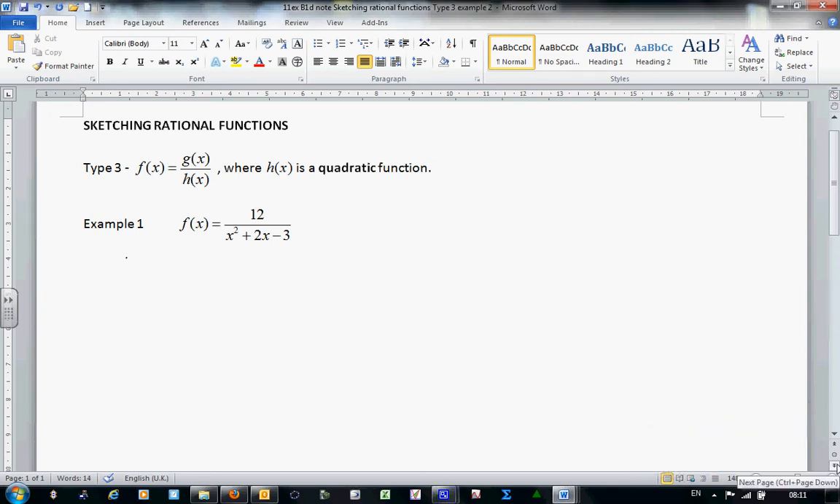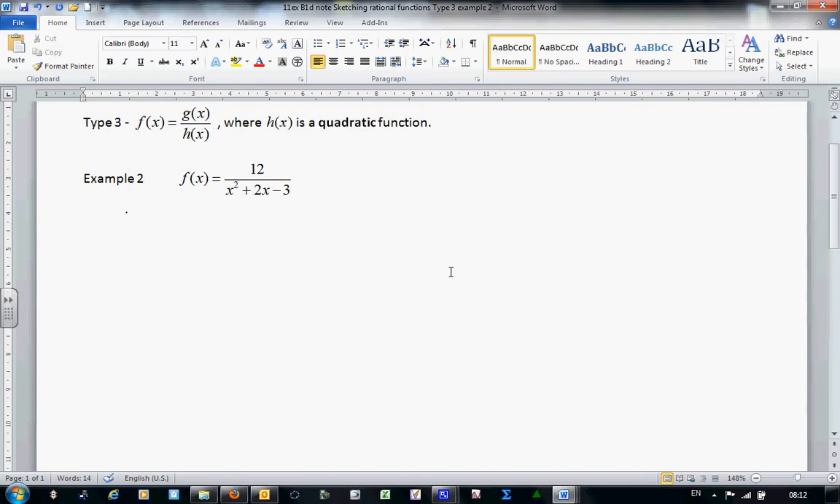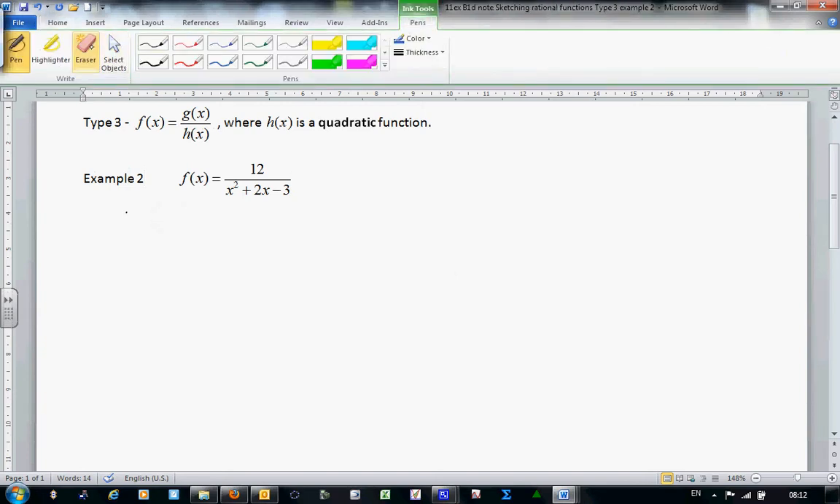This is the second example. We'll call this one example 2 of a type 3 rational function. Continuing just as we've done before, let's go straight away with the y-intercept. Let's move this on fairly quickly.